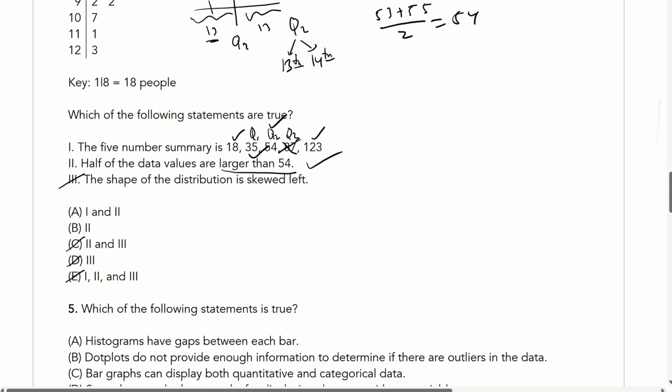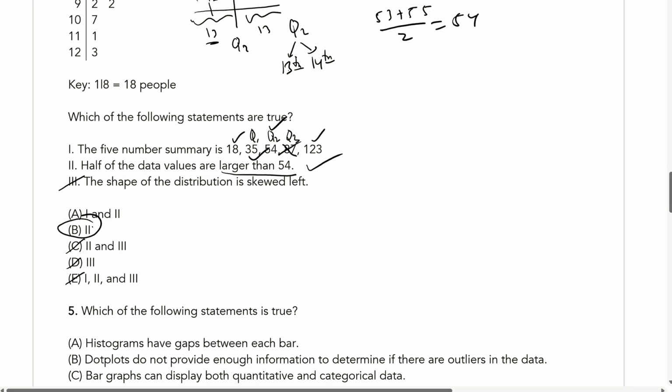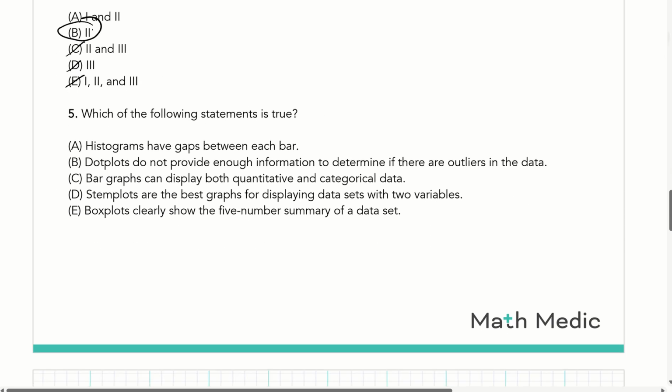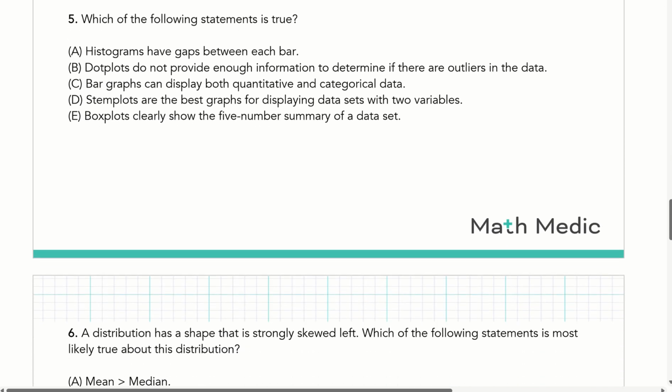So it cannot be number 1. It has to be just number 2. So it's B. All right, which of the following statements is true?